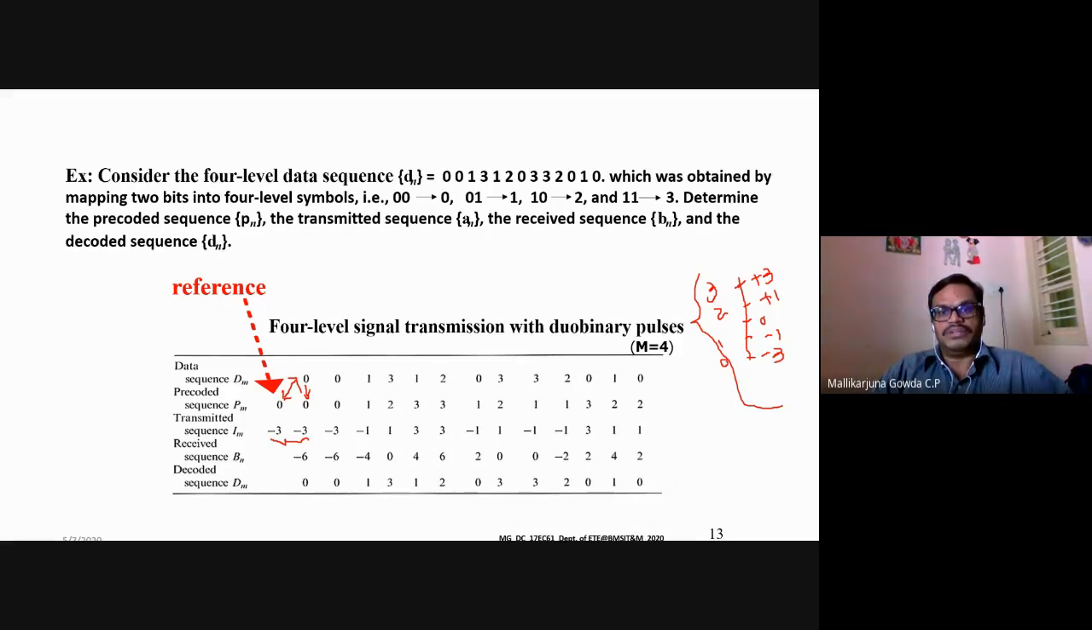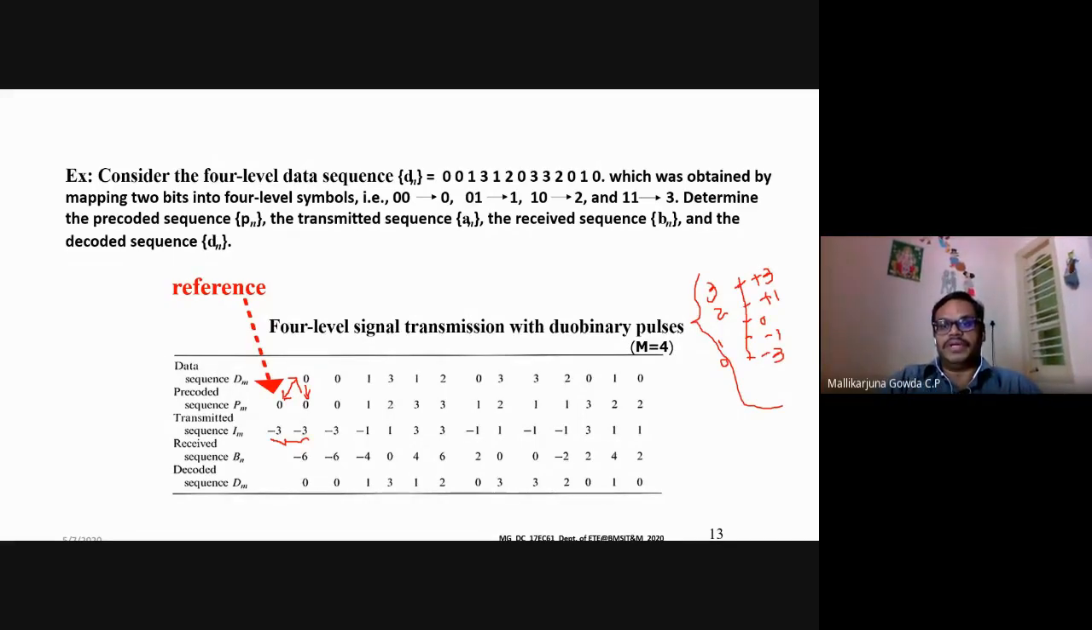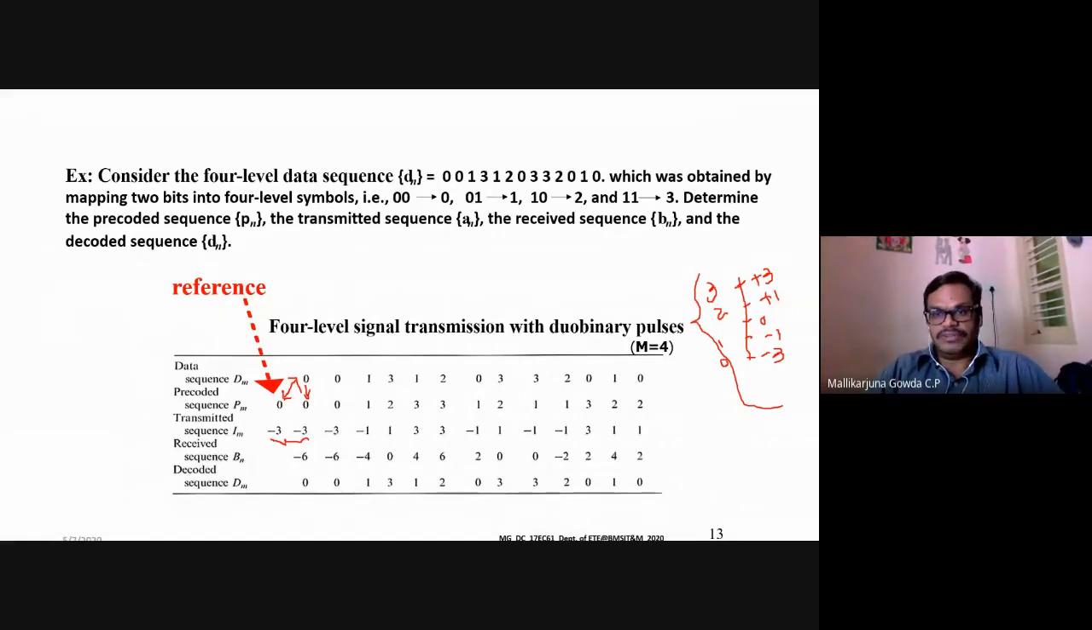Then -1 plus 1 will be 0. Then 1 plus -1 is 1 minus 1, which is 0. Then -1 plus -1 will be -2. Then -1 plus 3 will be +2. Then 3 plus 1 will be 4. Then 1 plus 1 will be 2. So I hope how we get this received sequence is clear, and how we represent the transmitted sequence is also clear. Anyhow, this is given. The only challenge is how you get these things with the modulo 4 operation.